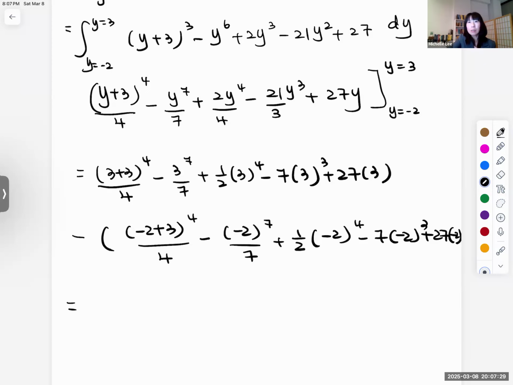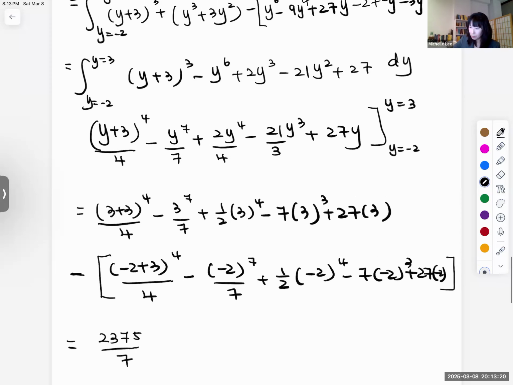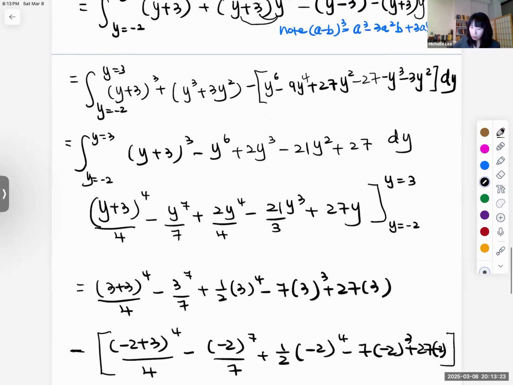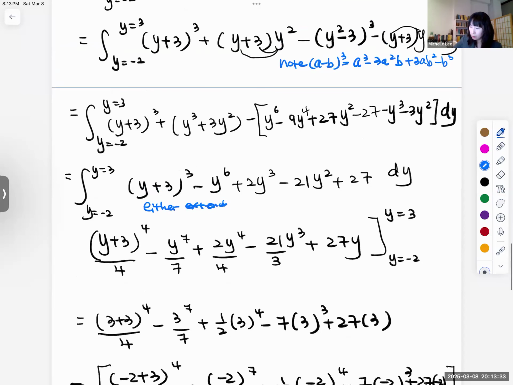Okay, can you please calculate? So the book has 2,375 over 7. If I make a mistake, please let me know. And also you can expand this one too, right? So either way, like earlier, by using the formula, so (a plus b) to the third power, right? So we have a positive everything, since positive. But this is more steps, so I just keep that, yeah?